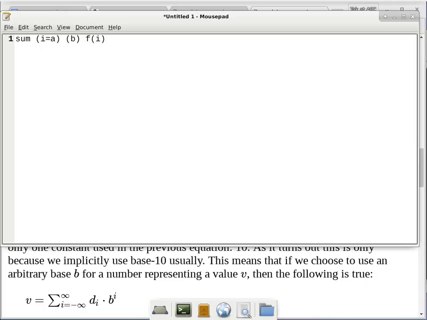So I'm going to expand the terms so that you can see, okay, this is just f of a plus f of a plus 1, plus f of a plus 2, plus dot, dot, dot, and we end with f of b. Is that okay?